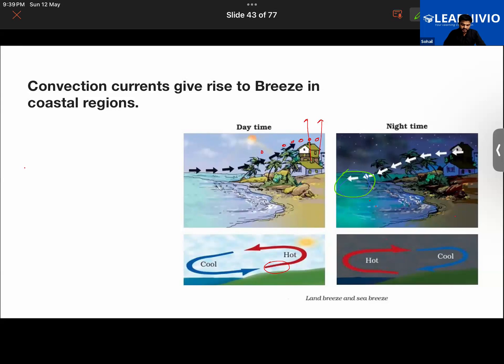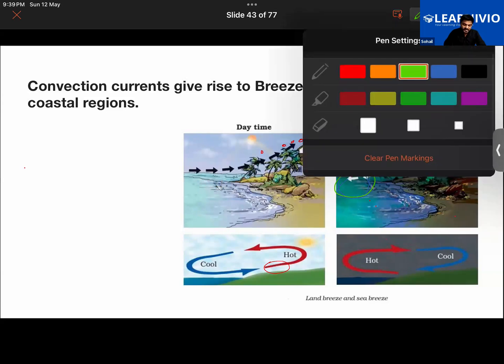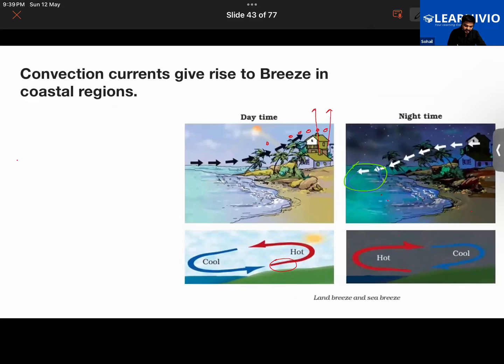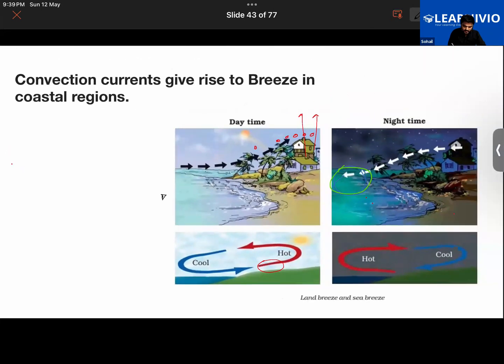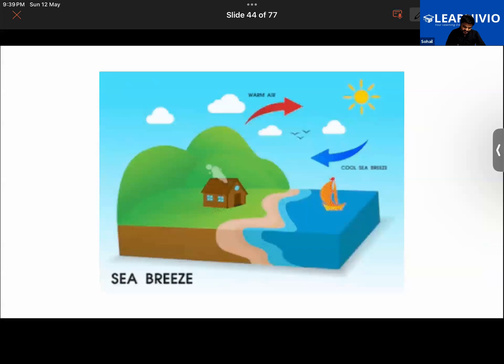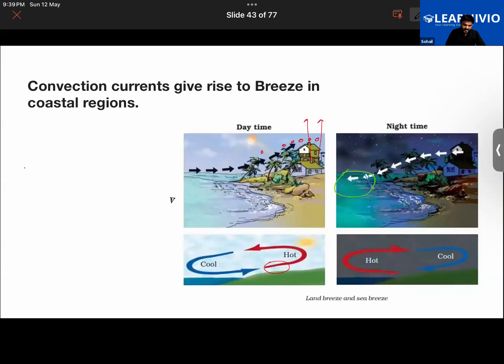So during the day, what is happening? Wind is blowing from where to where? From the sea to the land. Yes, the first image is that of a sea breeze. Keep this in mind. In the sea breeze, the wind is blowing from the sea towards the land. So that is sea breeze.